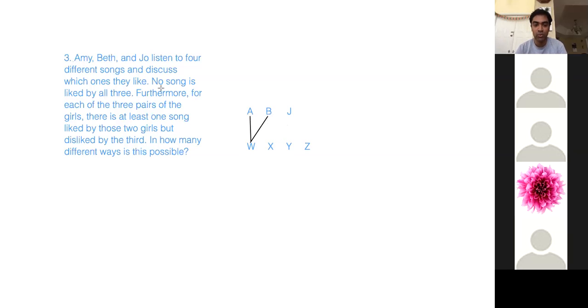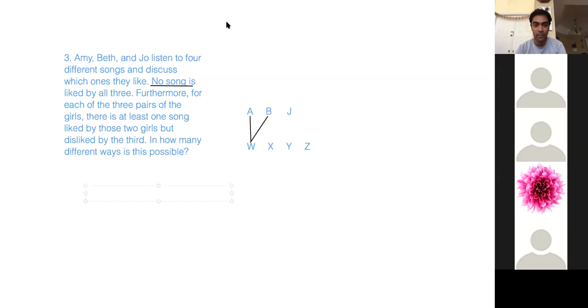So we know that they do listen to 4 songs. We know that no song is liked by all 3. And for each of the 3 pairs of girls, there's at least 1 song liked by those 2 girls, but disliked by the 3rd. Okay, so what this means is, let's try to find one possible way this works.